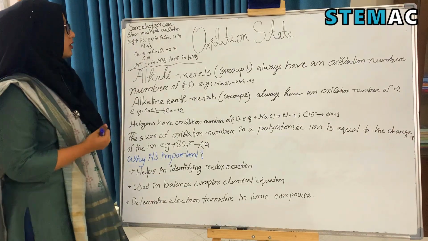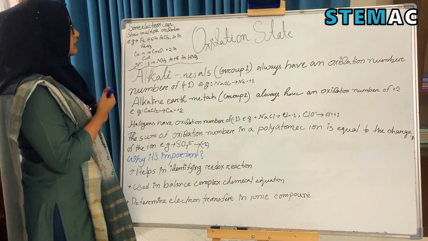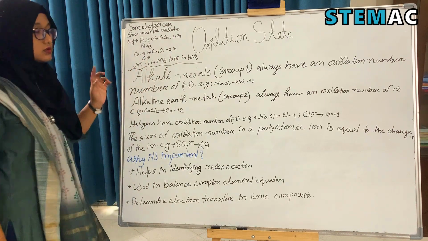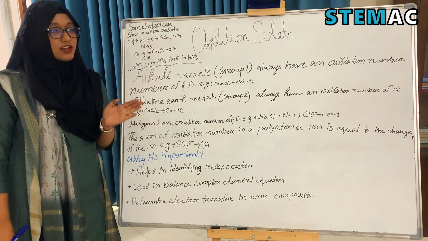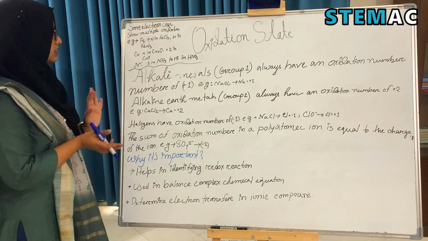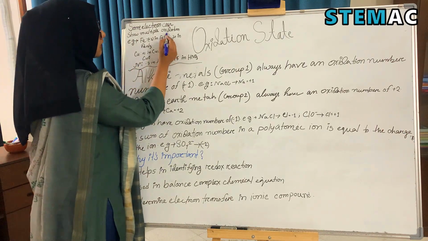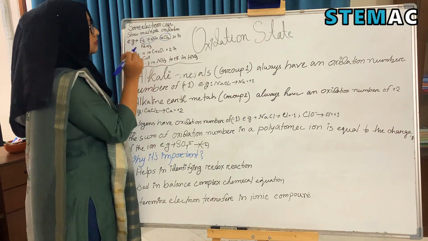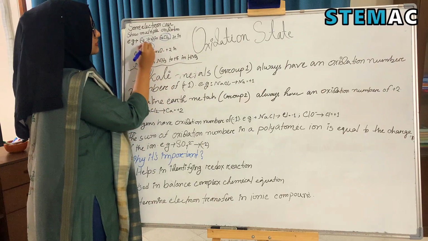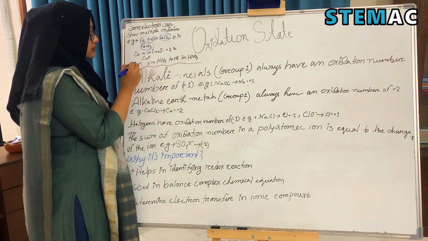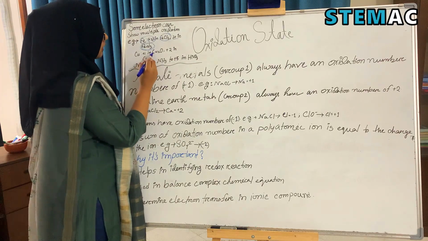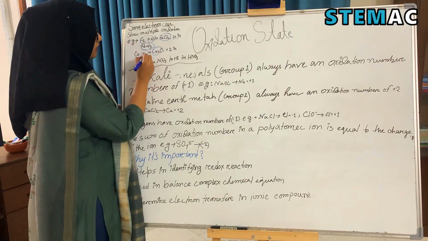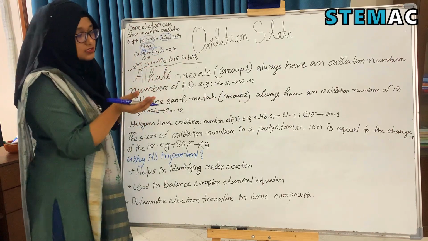Next, we're going to learn something different. Some elements can show multiple oxidation states. We learned that Fe2 plus and Fe3 plus show multiple oxidation states. In FeCl2, iron shows oxidation number +2, and in FeCl3, +3. Here is another example, copper. In Cu2O, copper has +1. Why does it have +1?